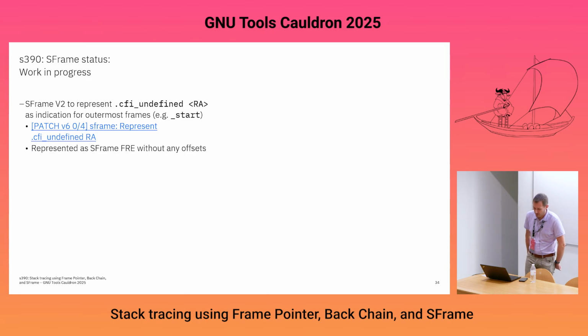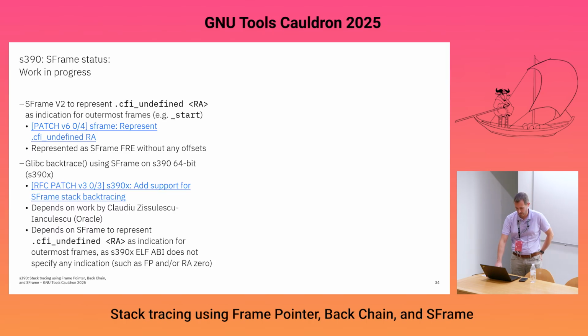What is work in progress? Right now I'm working on an SFrame version 2 enhancement to represent CFI undefined for the return address. This is used in DWARF as indication for an outermost frame. There is a patch series out there that I expect soon to get reviewed and hopefully committed. It will represent this return address undefined as an SFrame frame row entry without any offsets.